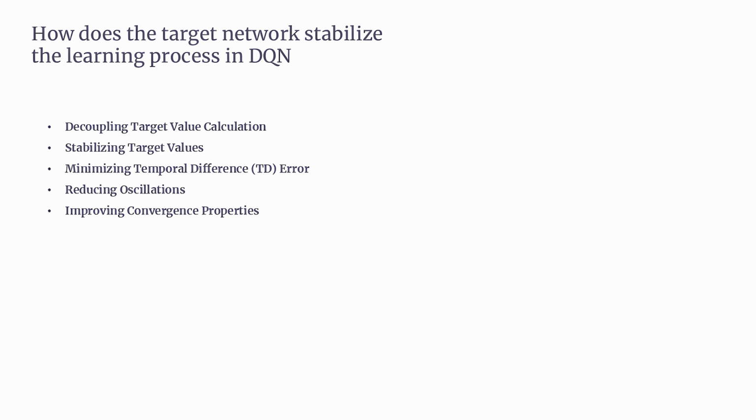In summary, the target network acts like a trusted reference for the Q network to learn from. By decoupling target calculations, stabilizing updates, reducing oscillations, and improving convergence, it ensures the agent learns in a consistent and robust manner. This makes the training of deep Q networks not only possible, but also highly effective for tackling complex tasks.